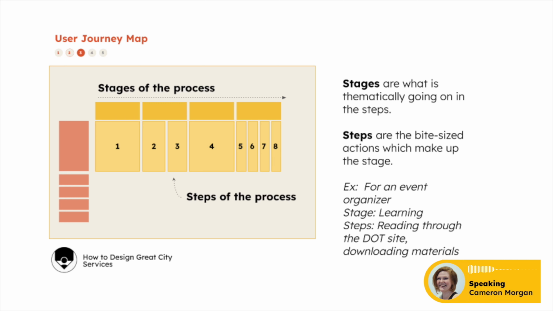So for example, for an event organizer, the steps might be they're reading through the DOT site for that application, they're downloading materials, they're talking to their peers, maybe people who have gone through the process before. But the stage overall is learning. They're learning this process, they're learning how to go through it, because this is all stuff that happens before they even start filling out an application.